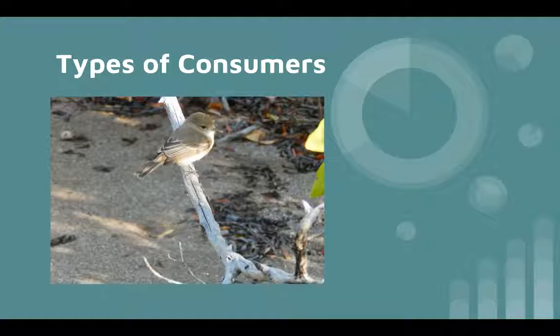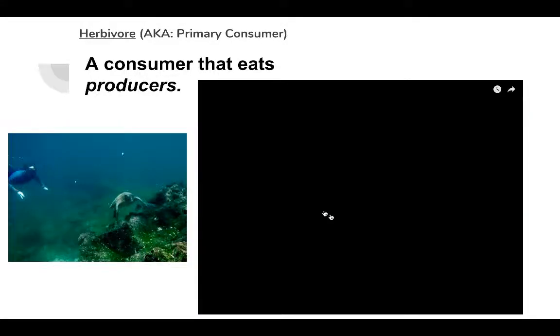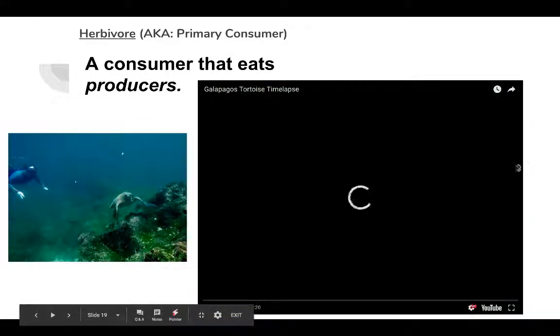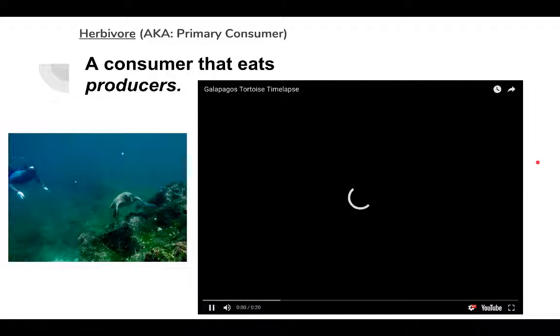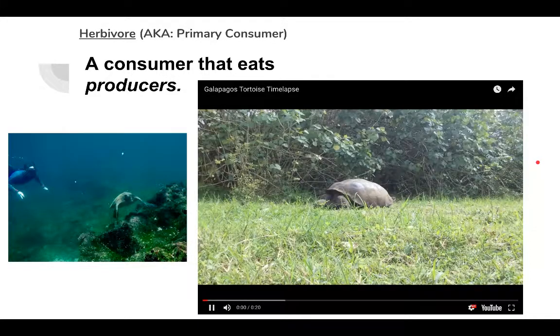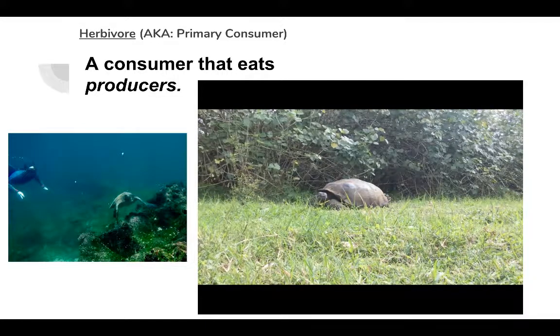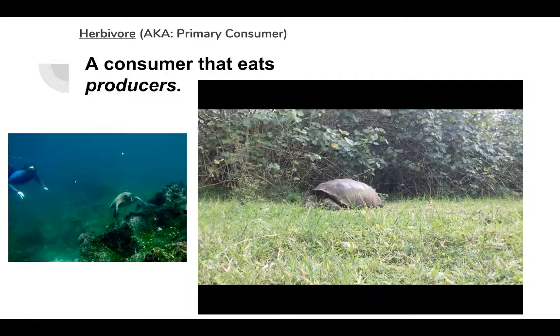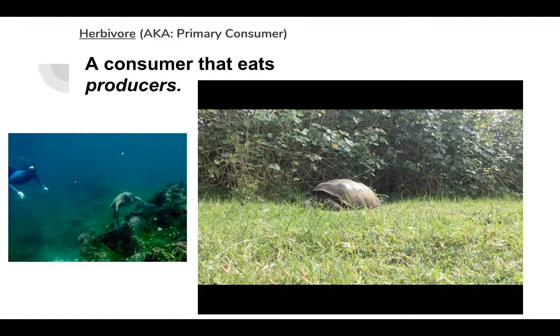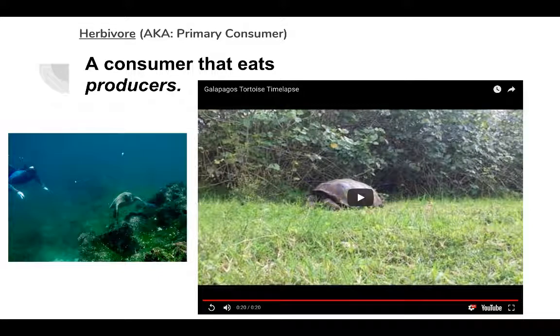And we can go even further and look at the different types of consumers. The first ones we're going to look at are producers. And let's play this video here. This is a time lapse. This was about 5 minutes of a Galapagos tortoise, but you can see this tortoise is a consumer. It is eating the producer, which is in this case the grass. So the energy that the grass gained from the sun is now being consumed by the giant tortoise, which in turn will eventually be used in another life process.